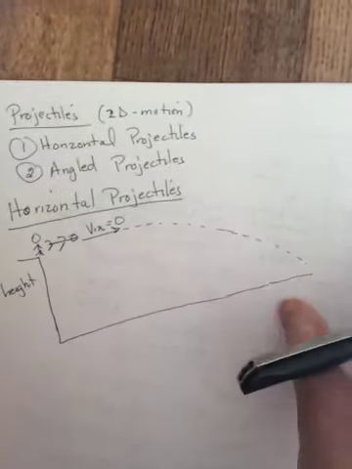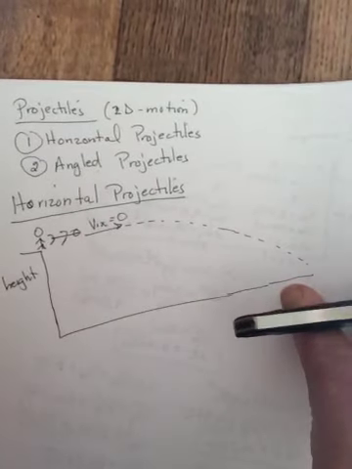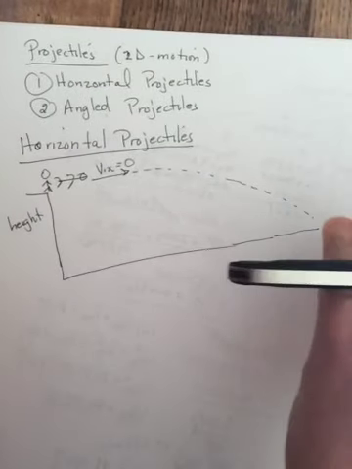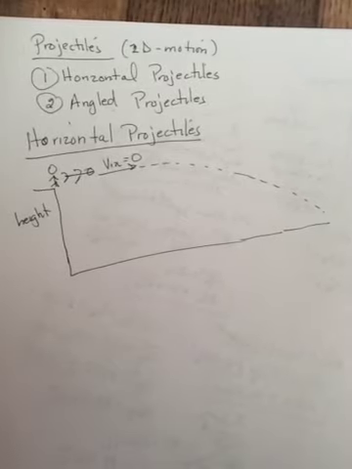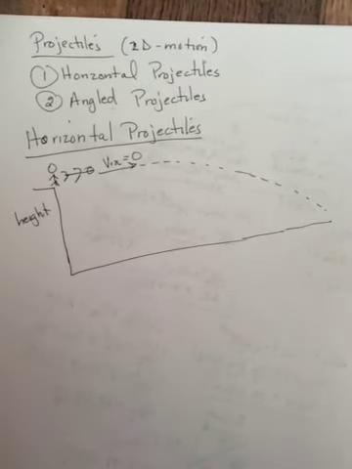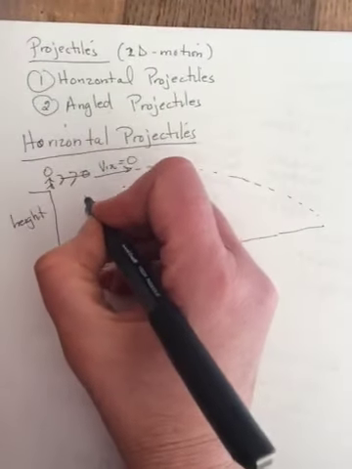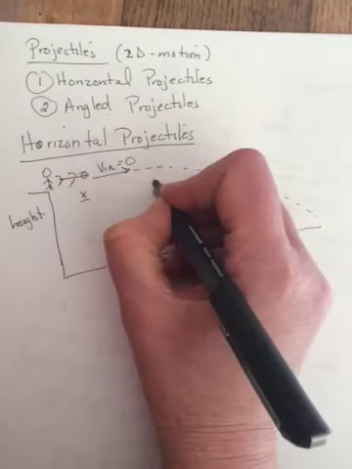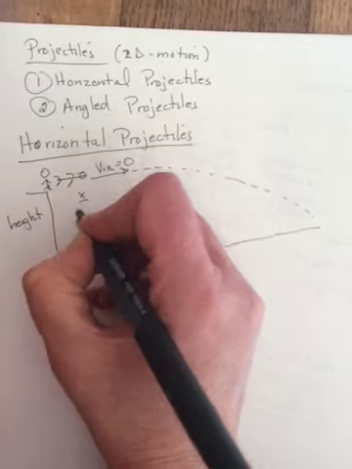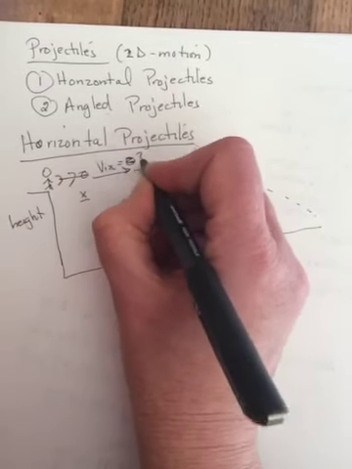Now the good news about both types of projectiles is that there are no new equations. The equations that we're going to use are going to be equations that we've already seen in kinematics. We're just going to separate them into the x and the y. So the first step is to separate our givens even into the x and the y.